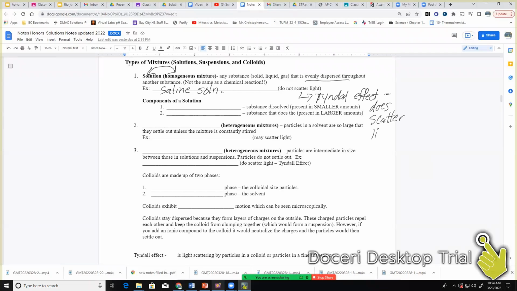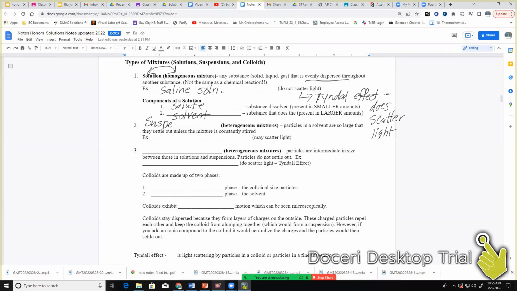It does scatter light. So if the particles are large enough, the solute is large enough, then you're going to get the Tyndall effect. In a solution, they're small and they've completely dissolved, so you do not get that effect. So we have the solute and we have the solvent, and we kind of referred to those in our journal today. So the solute is a substance that is dissolved. Usually they're in smaller amount, and the solvent is what does the dissolving. And it's usually the one that's there in the larger amount.